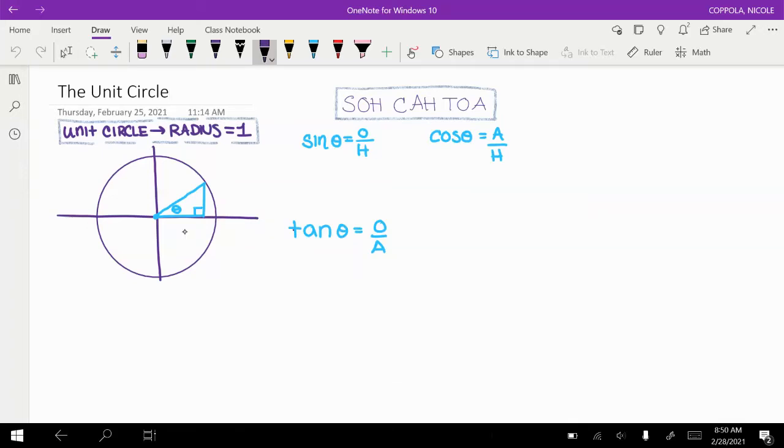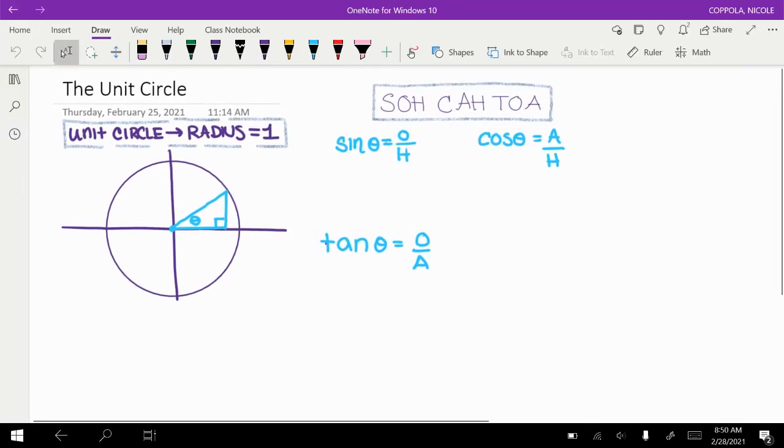Hello. So here we're going to be talking about just an introduction to the unit circle, pretty quick, because this is probably something you're already familiar with, but I just wanted to run through what are some cool things that we can get from it. So what I've done here is I've drawn a nice unit circle. The unit circle is a circle with a radius of 1.